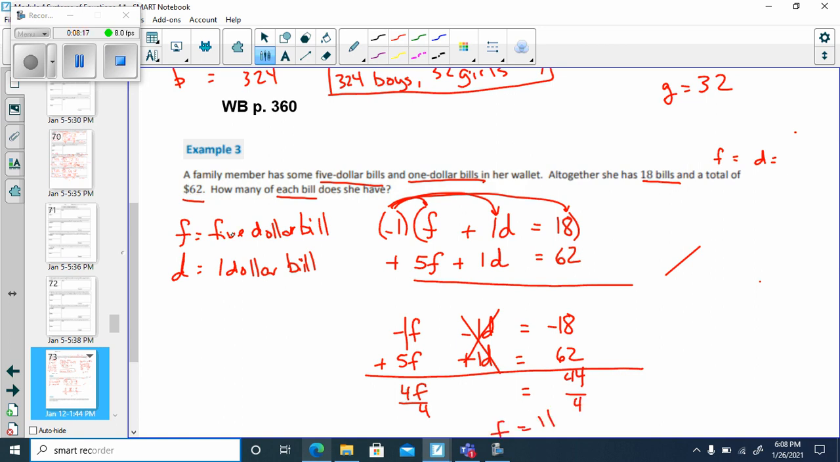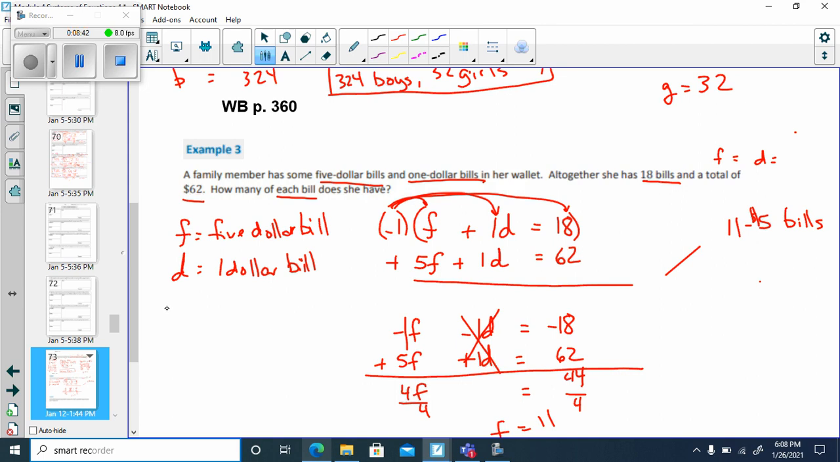That's the number of $5 bills. So I've got 11 $5 bills. Now we need to figure out how many $1 bills we got. Well, remember when we added them together, I have a total of 18 bills. F plus D is 18, right?